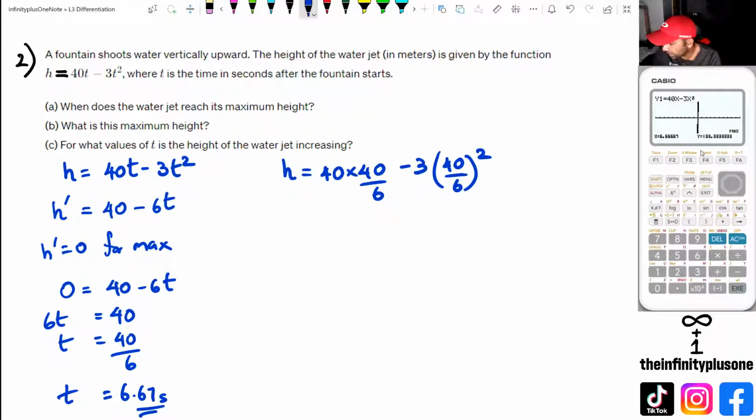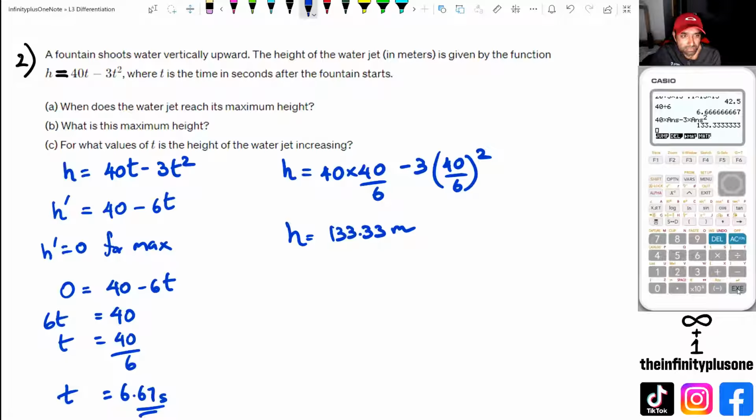So what I'm going to do here is go into main menu, and put down 40 over 6 as my answer. And this is something that you can do, because then I can go 40 times the answer, which is 6.667, minus 3 times answer squared. And that's going to give me 133.33 meters. Let's go with meters. No, it does say meters. So I've just done part B.